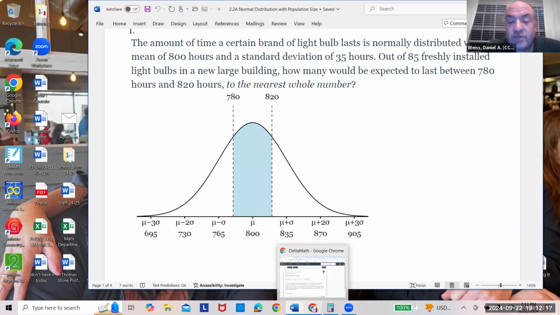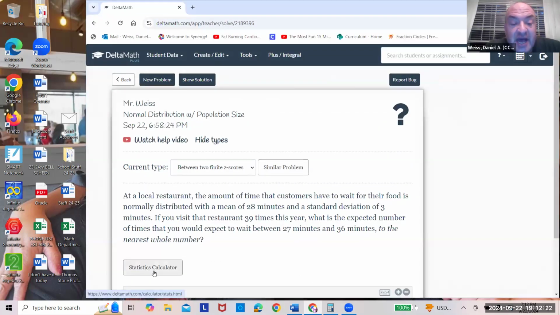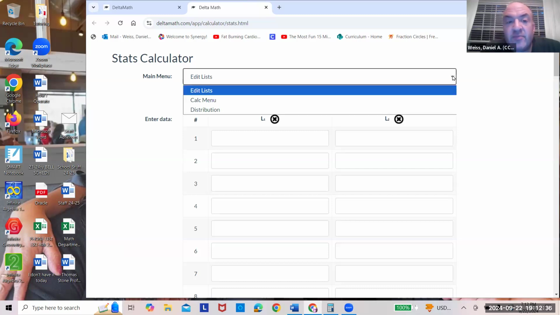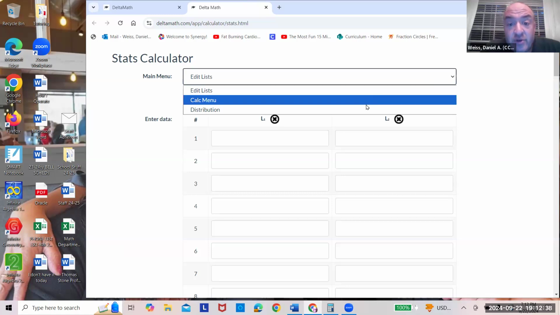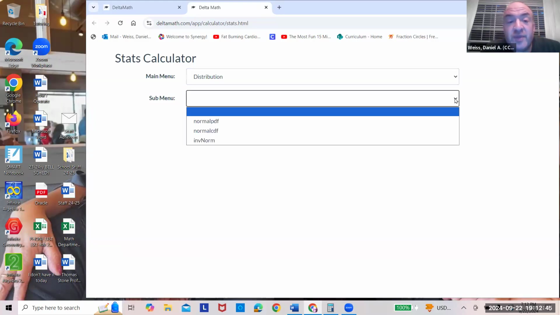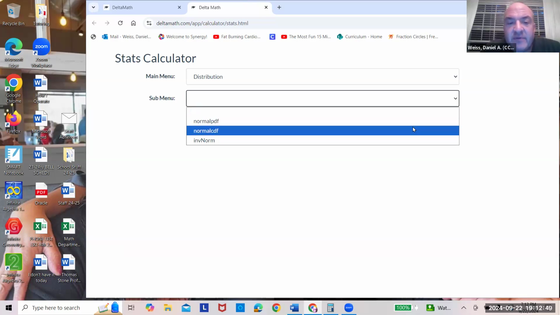And here is what you're going to do. In all of these problems, you're going to click on Statistics Calculator down here. Okay, click on that, and then don't get flustered by all this mess. All right. Up in the main menu, you click the drop down, and because it's a distribution, you click on distribution. Okay. Now, under the submenu, you're going to go to what's called normal CDF.